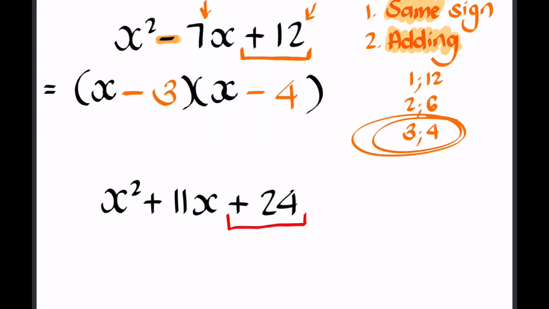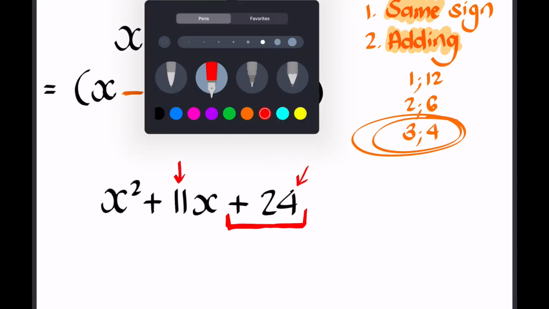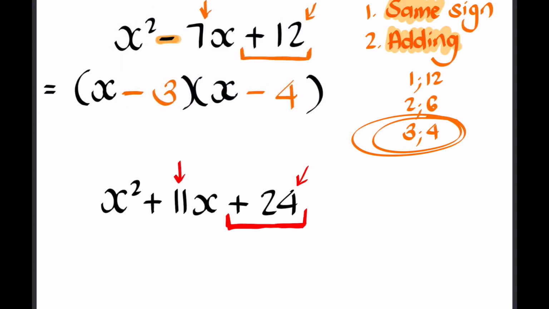I look at my third term, and my third term is positive. So that tells me two things: that I'm going to have the same sign and that I'm adding the factors of 24 to give me my middle term of 11. So I'm going to quickly write out the factors of 24. 1 and 24, 2 and 12, 3 and 8, 4 and 6. So those are the factors.